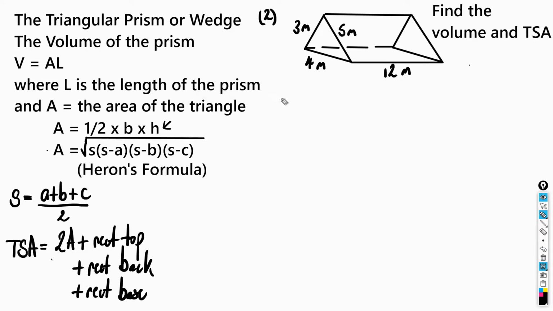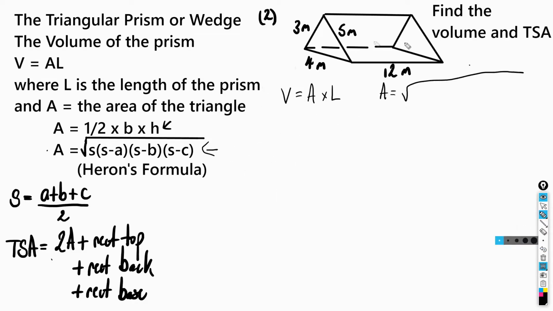So for the volume, we already know that the volume is equal to A multiplied by L, okay, where A is equal to the area of the triangle, right? But in this case, we don't have the perpendicular height, okay? We don't have the height here. So if we don't have the height, then we need to use Heron's formula. All right, guys, we're going to have to use Heron's formula in order to find the area of the triangle.